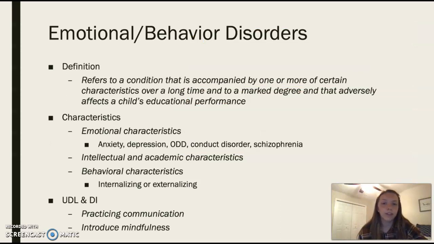Our next one, emotional behavioral disorders. The definition refers to a condition that is accompanied by one or more of certain characteristics over a long time and to a marked degree, and that adversely affects a child's educational performance. Characteristics. There are emotional characteristics. These are anxiety, depression, schizophrenia, things of that nature. Intellectual and academic characteristics. That would be struggling in school. And then we also have behavioral characteristics. There are 2 types of behavioral characteristics: internal or external. So you can internalize them or externalize them.